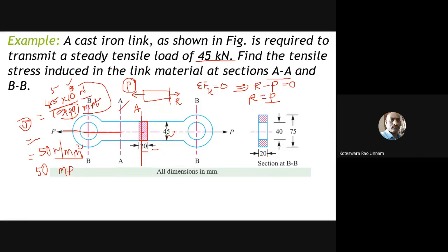50 MPa. So this is the other unit for stress, which we will follow in most of the cases. MPa means megapascals. So 1 Newton per mm square is equal to 1 MPa.